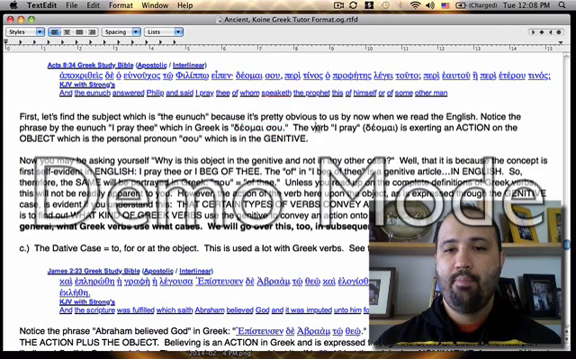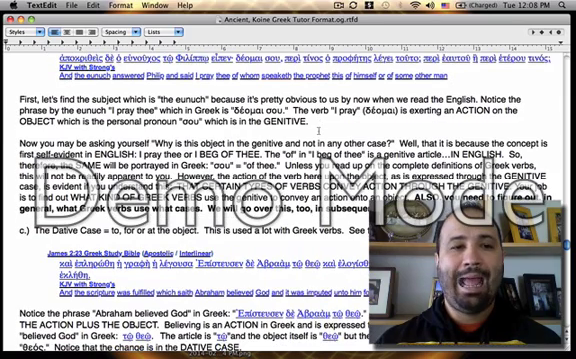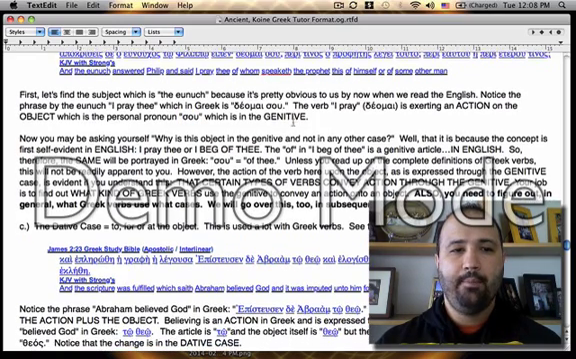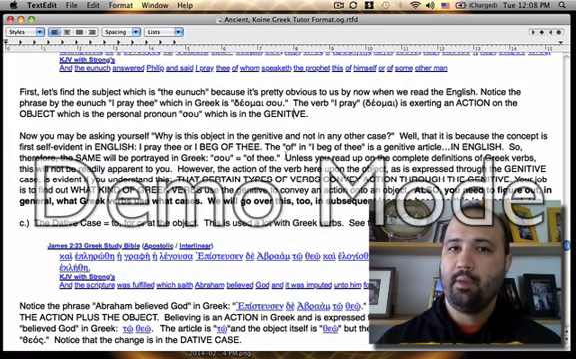Theomesu. I pray thee. Theome is exerting action on the object, which is the personal pronoun su, meaning of you. You in the singular though. Singular personal pronoun. That's second person singular personal pronoun. Su, which is in the genitive, right? It's not se, which would be the accusative.